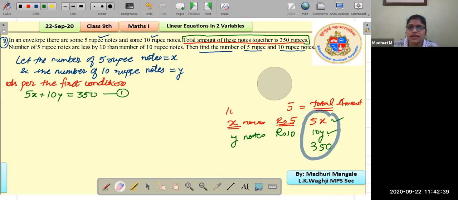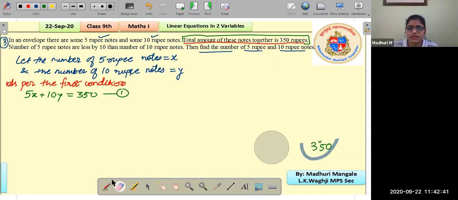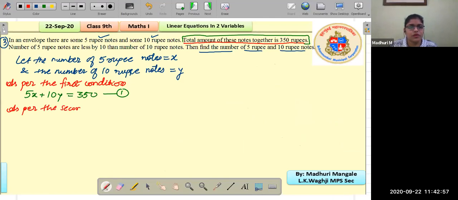Now we look at the second condition to find the second equation. So what is the second condition? Number of 5 rupee notes are less by 10 than the number of 10 rupee notes.